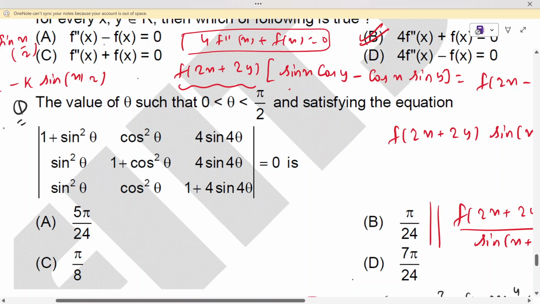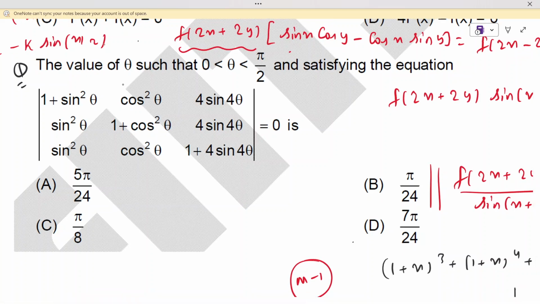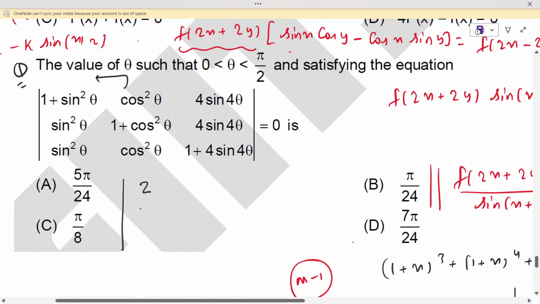Now it says 1 plus sin square theta, cos square theta, and all. In this question, first, very simple, just directly add these. That will become 2, that will become 1, and that is cos square theta. Also, we can subtract actually, that's better. Let us subtract both equations. So this will be 1, this will be minus 1, and this will be 0.